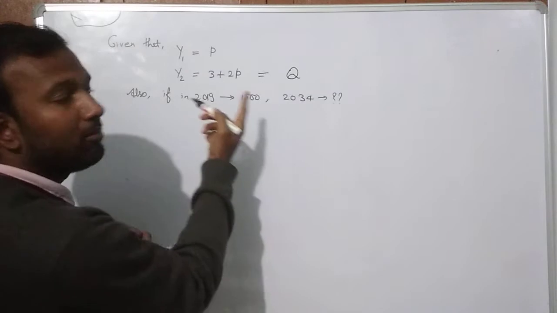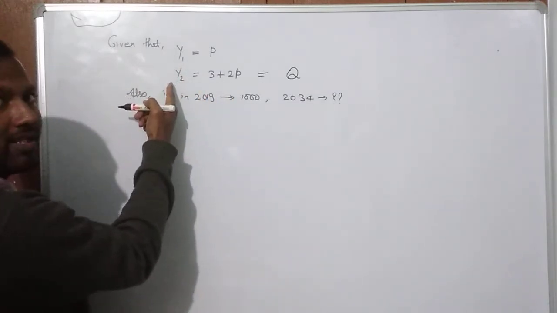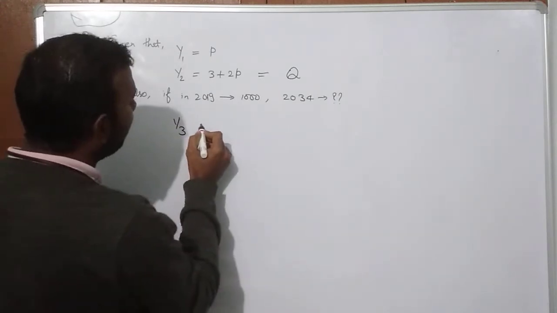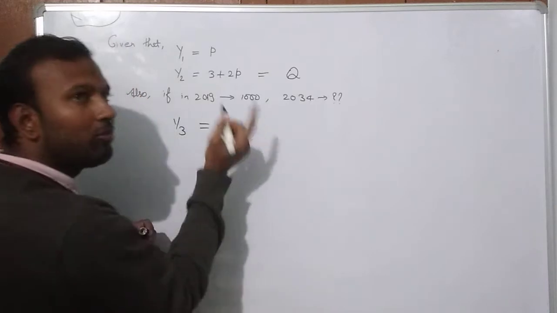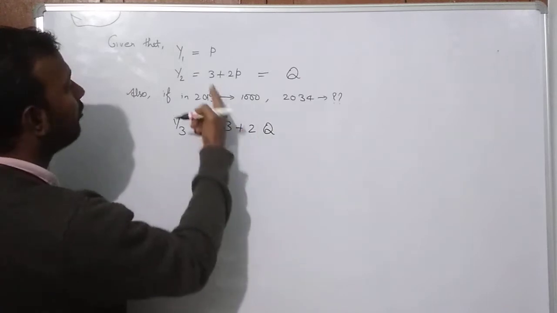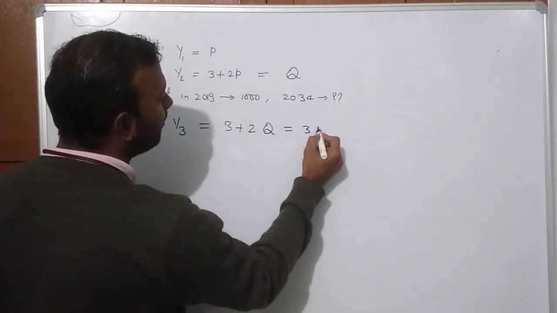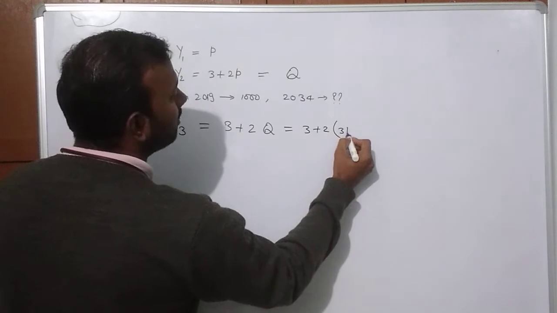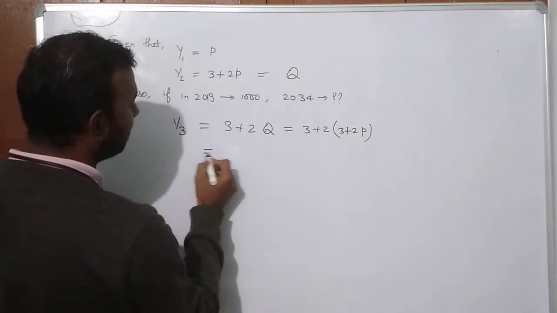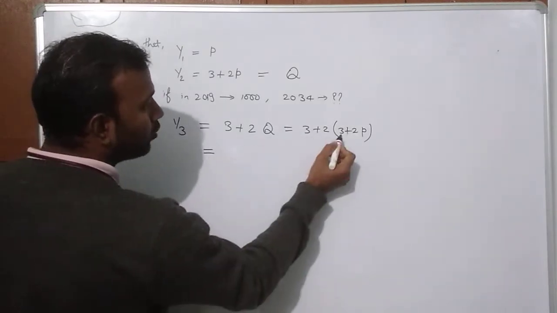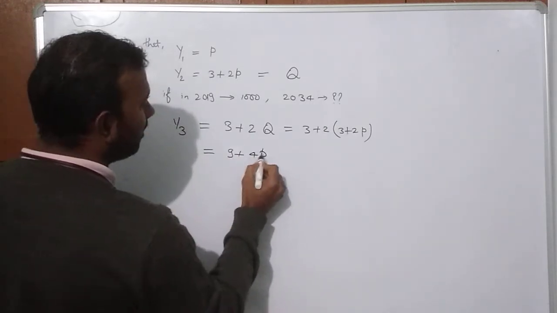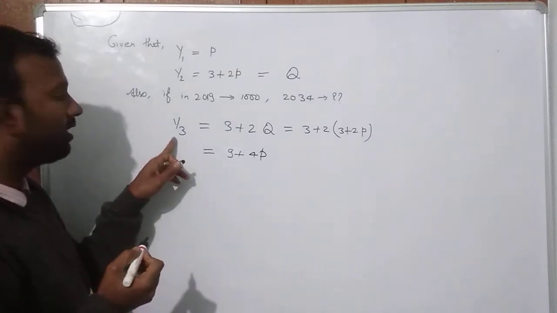Then in the next year, means after y2, let's say that is y3, it will become 3 plus 2 times the previous one, 2 times Q. And what is Q? Q is 3 plus 2P. So we can write 3 plus 2 times (3 plus 2P). Just solve it: 2 3s are 6, plus 3 is 9, plus 4P. This is the new population in the beginning of y3.